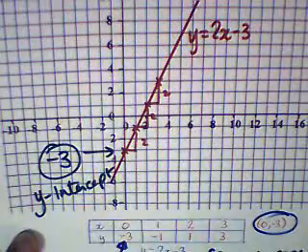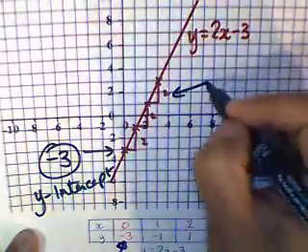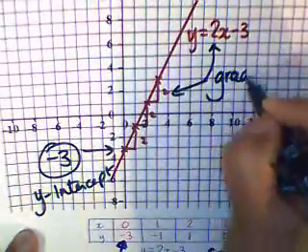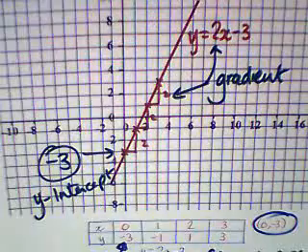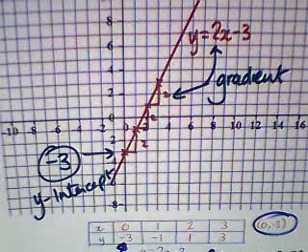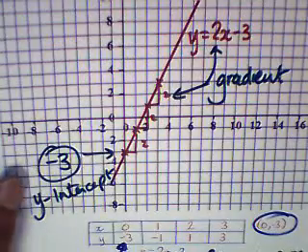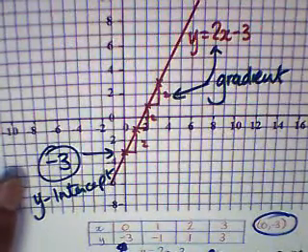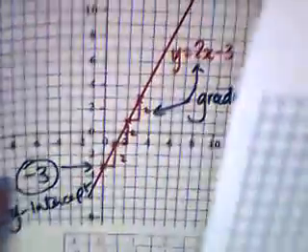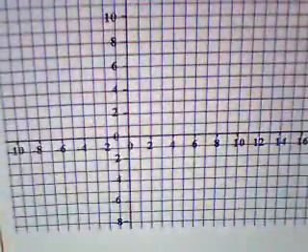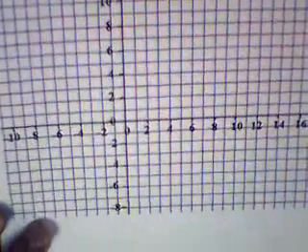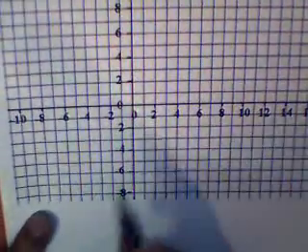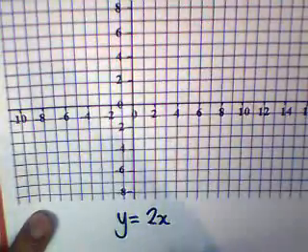The minus 3 comes from here. That is the minus 3. That is called the y-intercept. This here is where the 2 comes from, and that is the gradient of the graph.